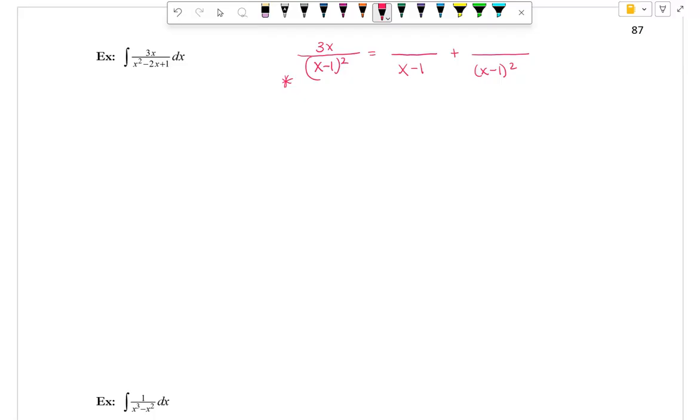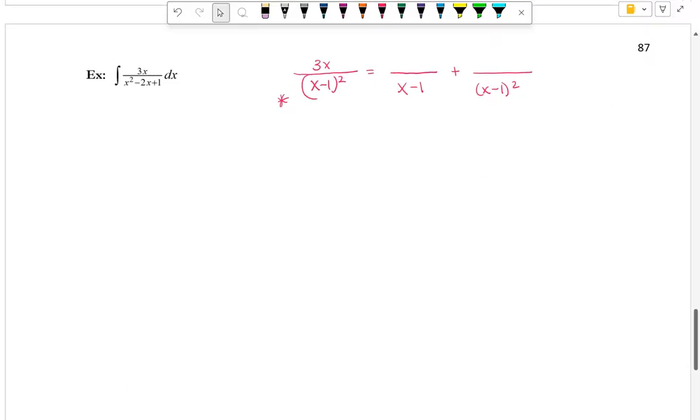And if you want to talk through why we have to do it this way, that's something I'd be happy to talk to you about outside of class if you want to come by office hours. But we're going to treat this like we have our linear factor of x minus 1 here. And this x minus 1 squared, we're treating like a repeated linear factor. It's not a quadratic, so it still just gets a B on top. So that's, I think, the setup that's going to make this one kind of tricky.